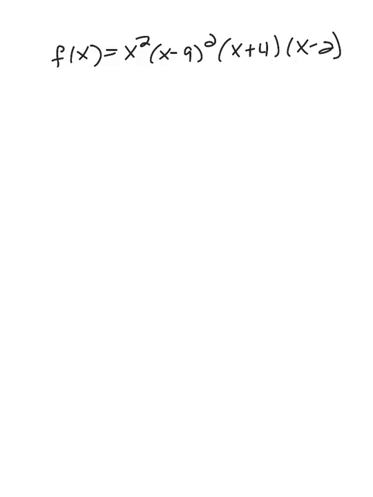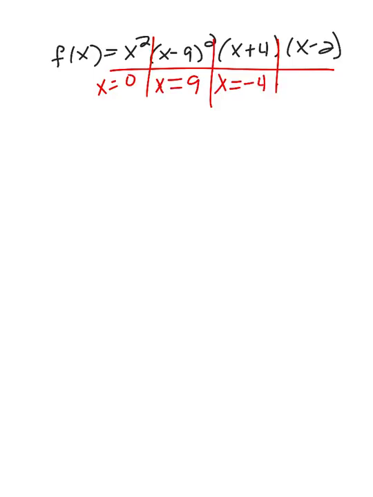So this is in factored form, so for your zeros, you just have to draw your t-charts. We get x equals 0, x equals positive 9, x equals negative 4, and x equals 2. All right, so now in order to graph this, you need your multiplicity.